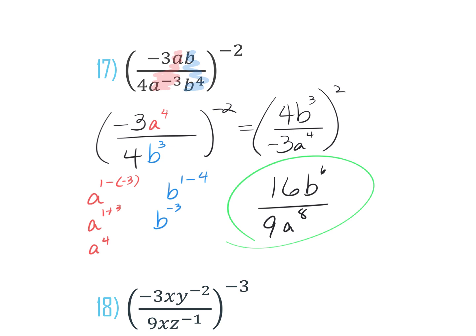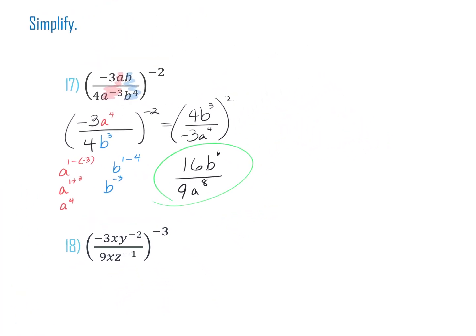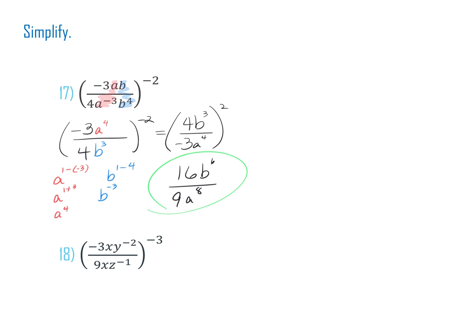Now, you could have also flipped it first. You could distribute the 2 to everything. But sometimes I think it's easier if you simplify what's in there and then flip it and apply it. Again, always different multiple ways to do these. So like for number 17, let me rewrite it. Let me go over here to the side. Okay, so -3 AB, 4a to the -3, b to the fourth, -2.